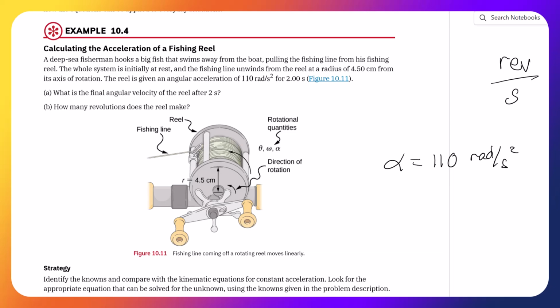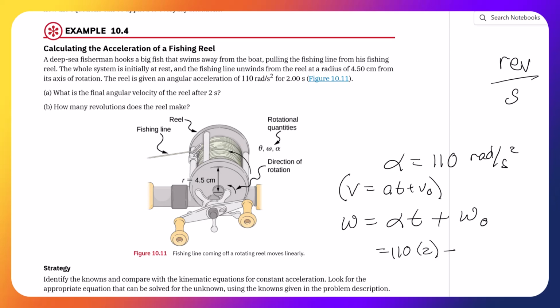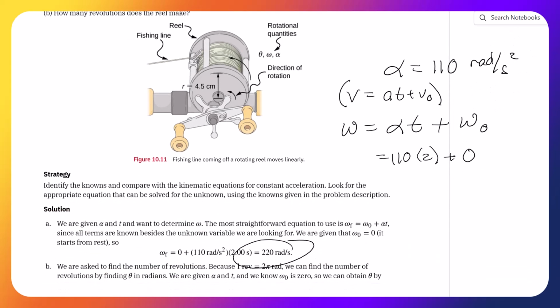Well, hot potato. So I know that the final angular velocity is given by alpha t plus omega naught, because that's just like final velocity equals at plus v naught. It's the same thing. So 110 radians per second squared times 2 seconds plus, it's initially at rest. So isn't that just 220? Okay, yeah. Okay, I'm not going crazy.